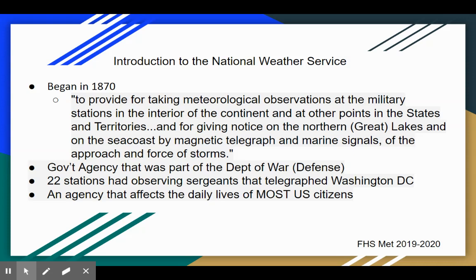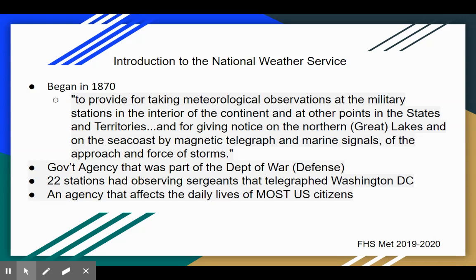The National Weather Service began in 1870, and it was actually used to make observations at military stations and at other points in the states and territories. The government agency was part of the Department of War, Department of Defense, and you'll see throughout this PowerPoint how it changed to different departments to where it is now. At the beginning, they had 22 stations with observing sergeants that telegraphed Washington, D.C.